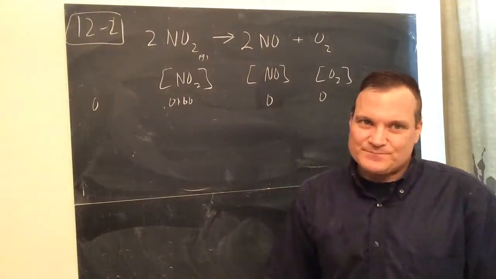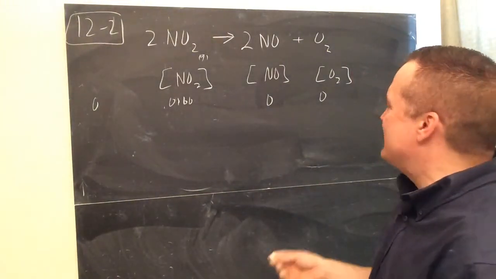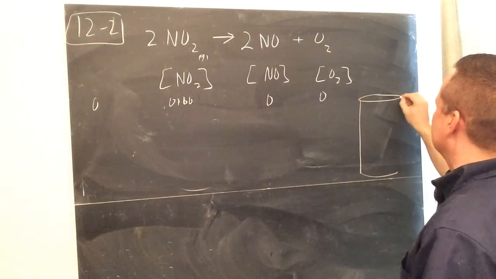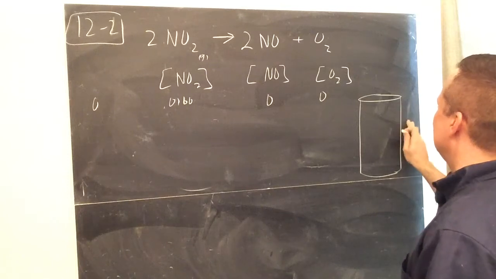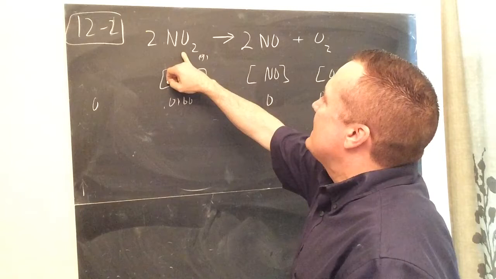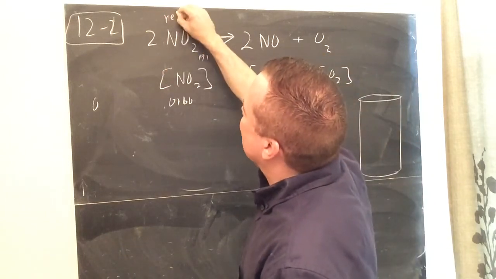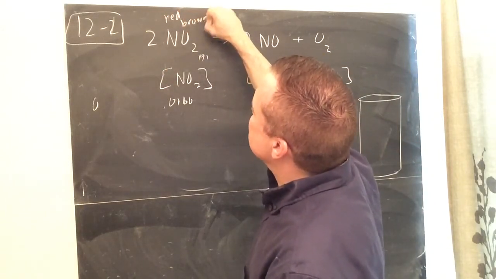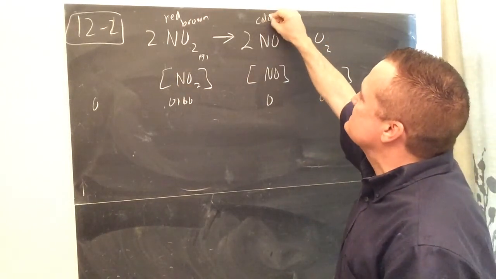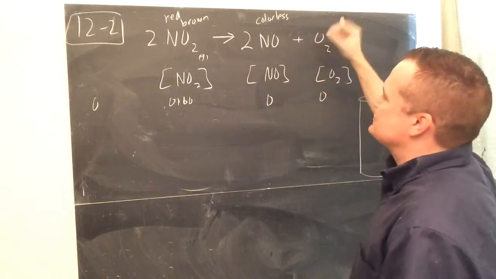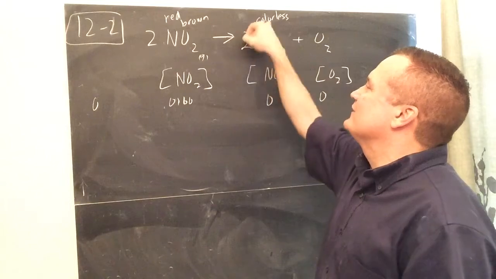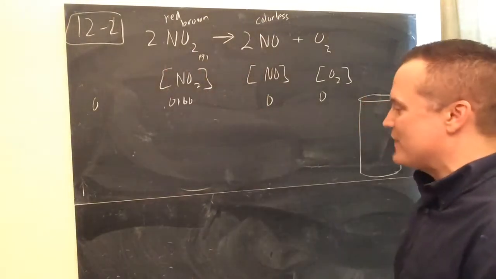By the way, let me tell you something interesting about this reaction. If I had a tank, like maybe a sealed glass cylinder, well, nitrogen dioxide is reddish brown in color. I should be able to show you that, I hope, at some point. Nitrogen monoxide is colorless, has no color, and of course oxygen is colorless too. NO has no color, but NO2 does have color, reddish brown.